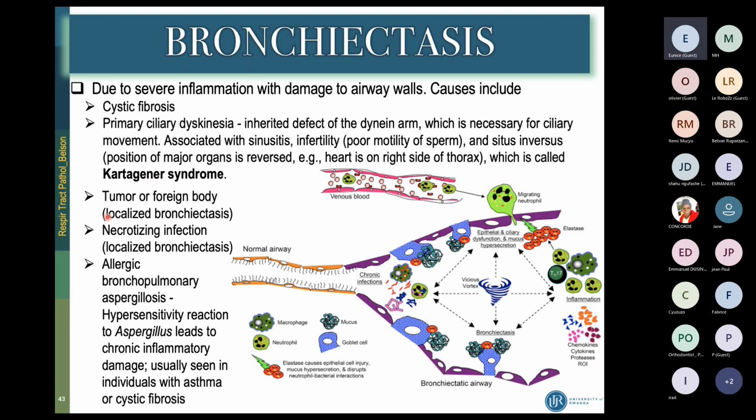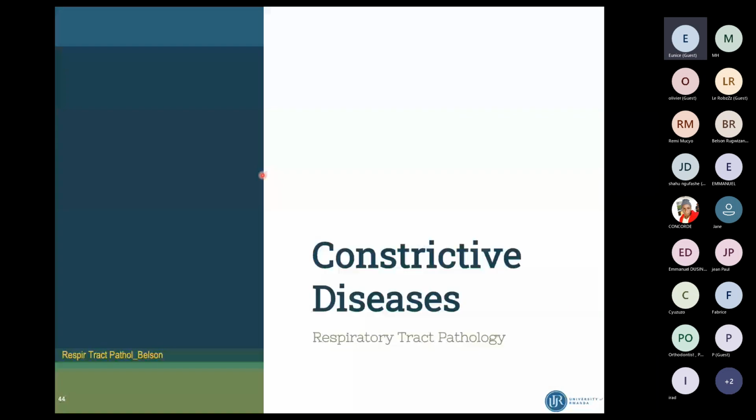So I'm going to Kartagener syndrome. I think it is explained here. It is seen when people have sinusitis, infertility because of poor motility of sperm, and situs inversus, the position of major organs reversed, meaning what should be on the right is on the other side, because of the motion. So another cause is allergic bronchopulmonary aspergillosis. Aspergillus, you know, this is a fungus. So it can cause allergic reactions.